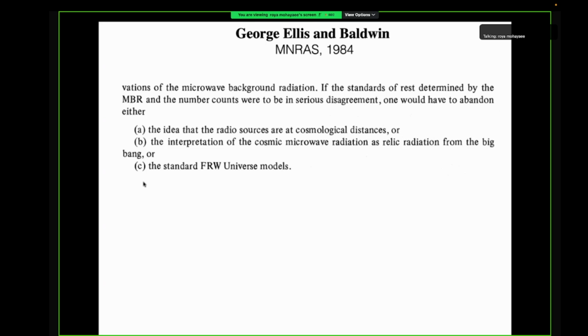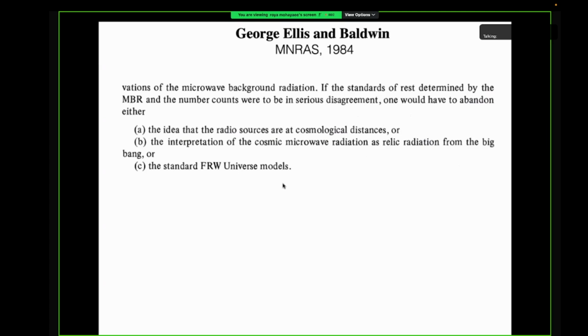And then there is the third possibility: the standard FRW, which did not use Lemaitre. Now we know that Lemaitre should be there, so the FLRW universe model is not correct. We have to abandon it, basically. So he's saying that we have to abandon one of these three. We know that we cannot abandon the first two, so we have to abandon the standard FLRW universe model, basically.